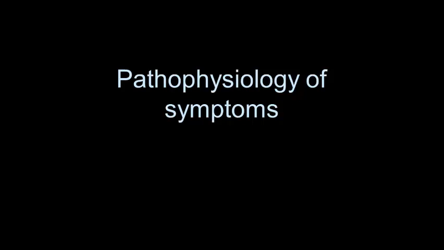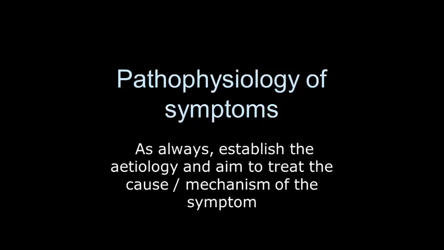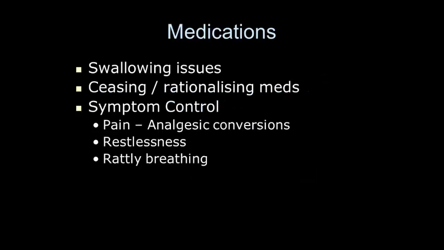you again need to come back to what is the pathophysiology of the symptoms. If someone is restless and agitated, you need to consider, are they constipated? Are they in urinary retention? Are they emotionally distressed? Are they delirious? What's actually causing this? So you need to get to the basis of the pathophysiology of symptoms. So as always, you establish the etiology and you aim to treat the cause and the mechanism of the symptom.